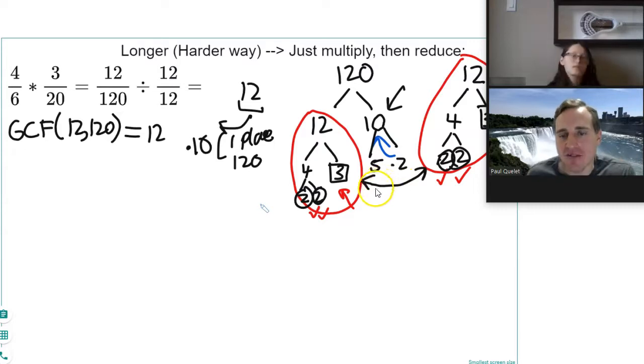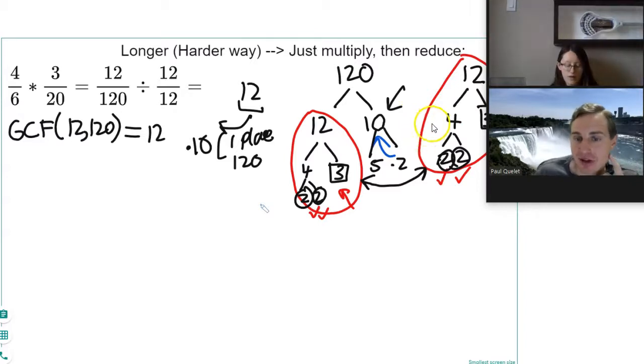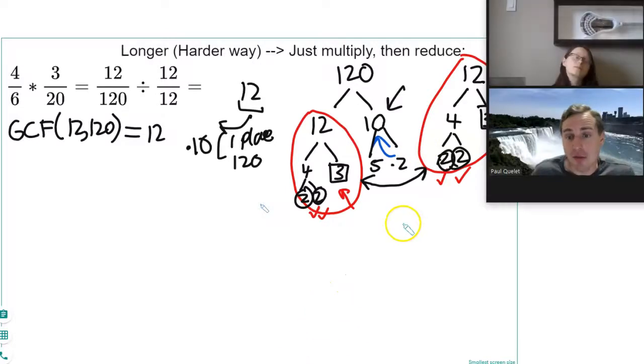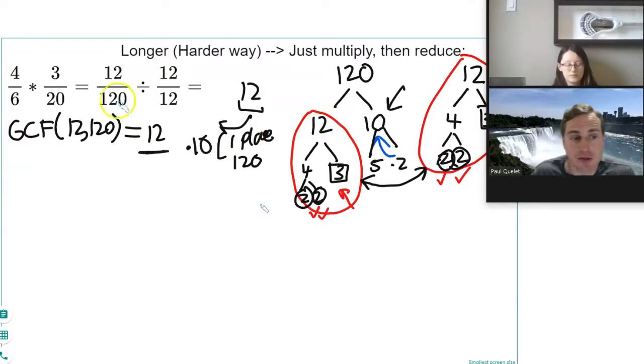120 has a 5, which 12 does not. And 120 has an extra 2 that 12 does not. That's why it has 10. 10 is 5 times 2. Does that make sense? Let that sink in for a second, okay? So think of factors as components of numbers, right? With all that in mind, we can then go one step further. We can then say, okay, if 12 is the greatest common factor, we divide by the greatest common factor, we should get the most reduced fraction.